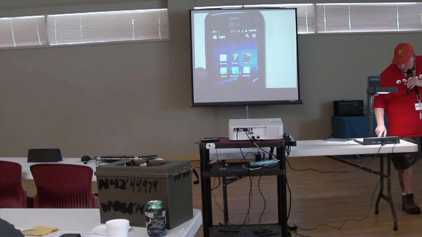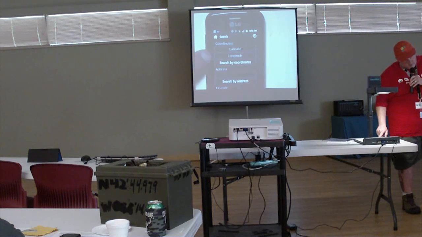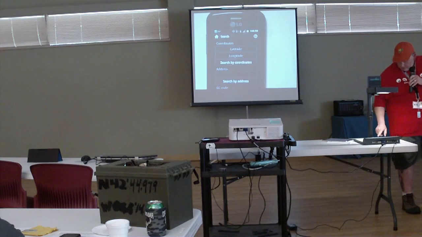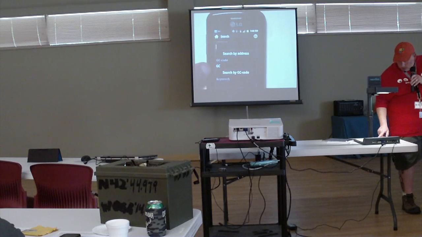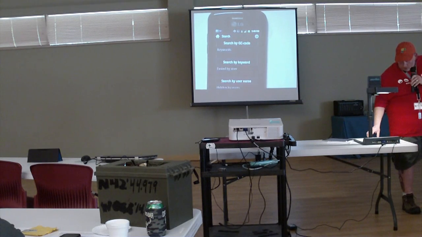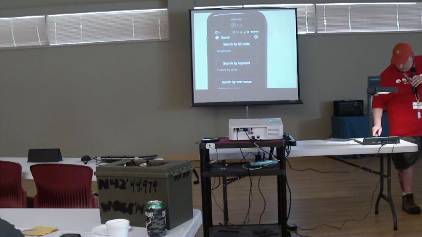The next feature on here is search. And with this, you can search for caches by coordinates. You can actually use a physical street address to find caches. So if you want to put your home address, you can do it that way. You can search for caches by GC code, by keywords. So if you know part of the name of the cache, you can do it that way.